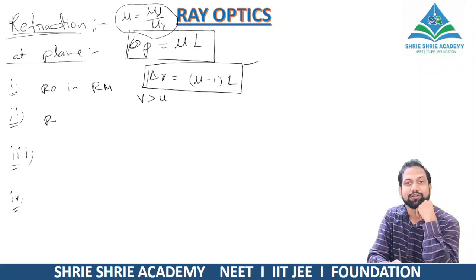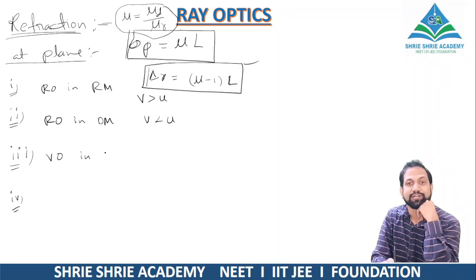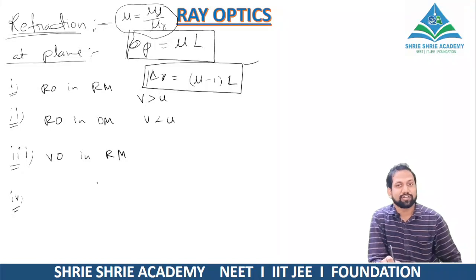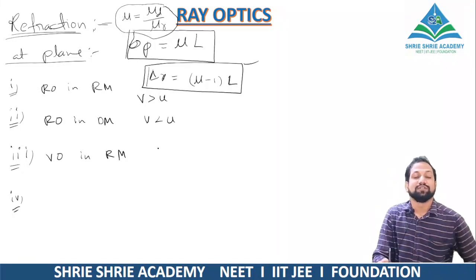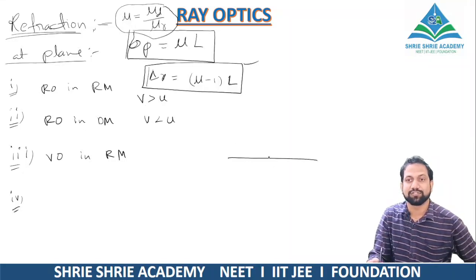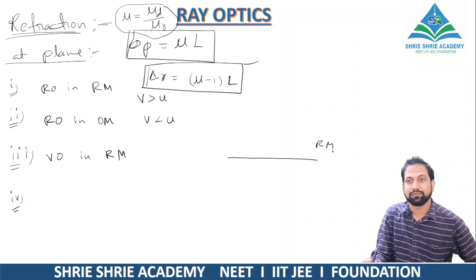Okay, if the real object is in denser medium, then apparent is less than actual. If the virtual object is in rarer medium, what happens here? This we have discussed already. If the virtual object is in rarer medium, I have to draw that. So this is rarer, this is denser. A converging beam should be going here. Denser to rarer, it should go away from normal. So this way, yeah. So I can tell you the image distance V is greater than U.